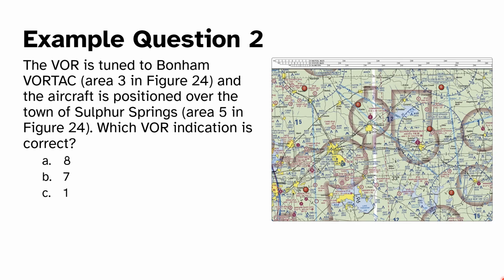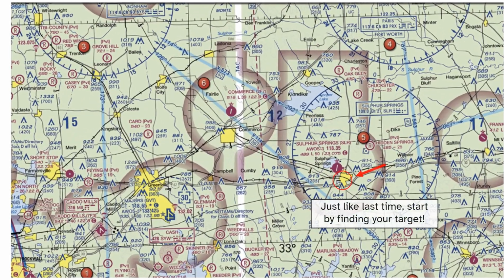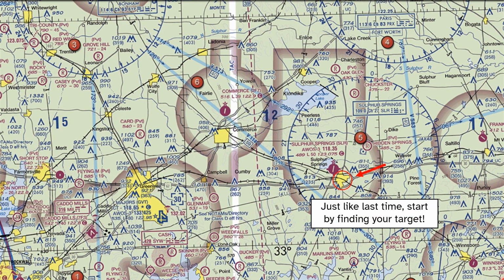8, 7, or 1? Again, we are going to ignore the VOR heads at first and move on. Just like last time, we're going to start by finding our target. In this case, it's going to be that town of Sulphur Springs, not the airport. So this is the Sulphur Springs Airport. This is the densely populated area that's right next to the label Sulphur Springs. We can assume that's the town of Sulphur Springs. In this case, it's actually not going to matter much. So if you make a mistake on this one, the consequences are a little bit smaller than on other ones.